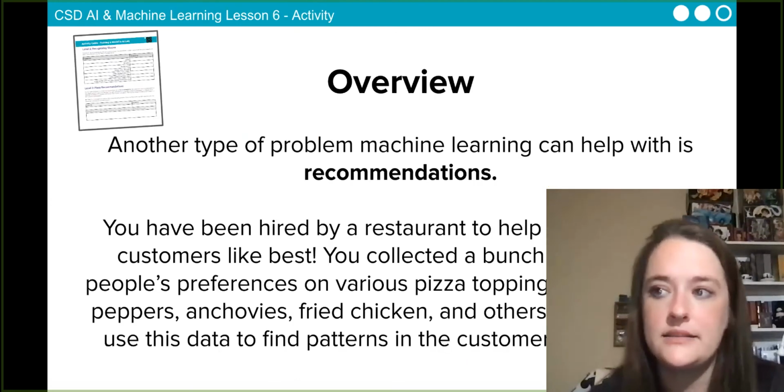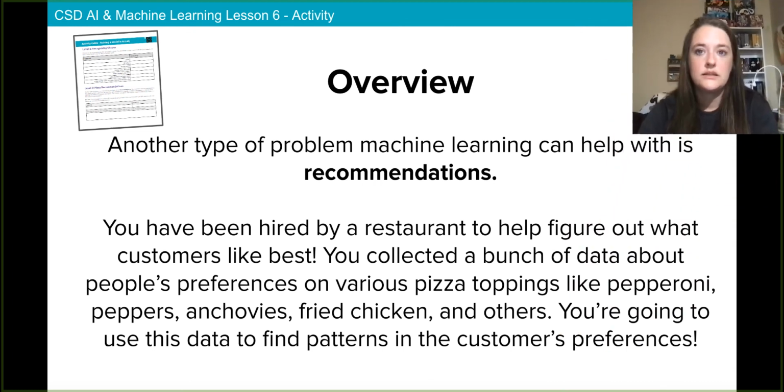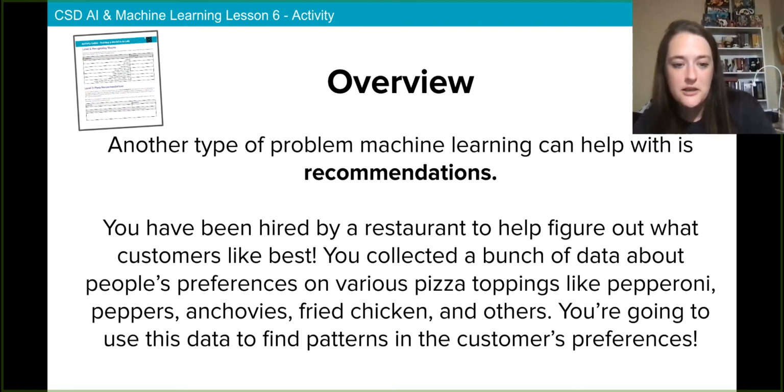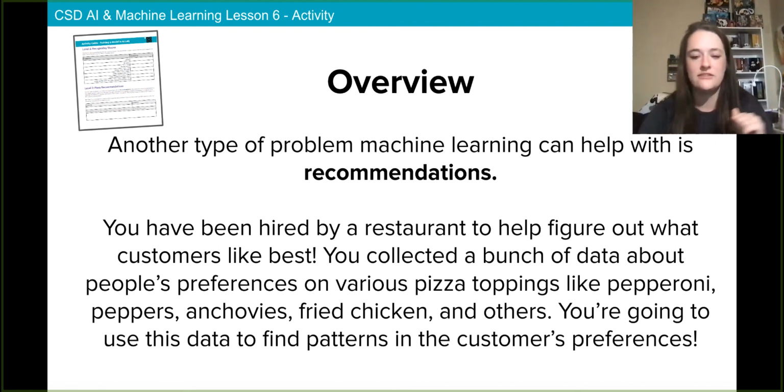So let's look at the next part. This is a new problem for us. We are going to be creating recommendations based on user survey data. Y'all have been hired by a pizza restaurant to help figure out what customers like best based on the toppings they pick. You collected a bunch of data about people's preferences on various pizza toppings like pepperoni, peppers, anchovies, fried chicken, and others. Fried chicken? I have literally never had fried chicken on a pizza, but okay. You're going to use this data to find patterns in the customer's preferences.